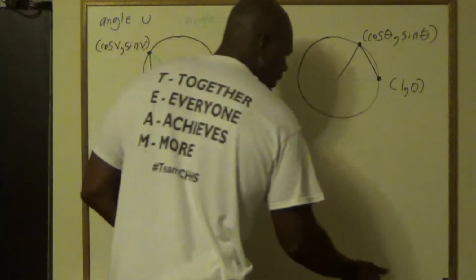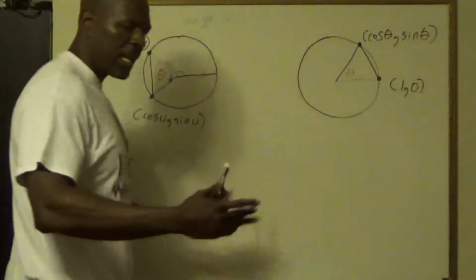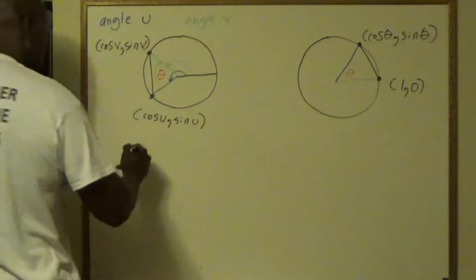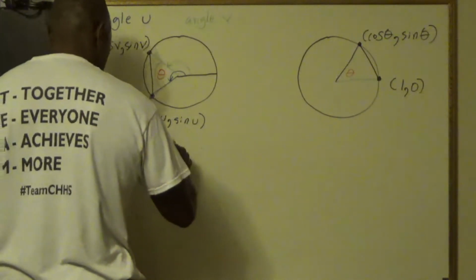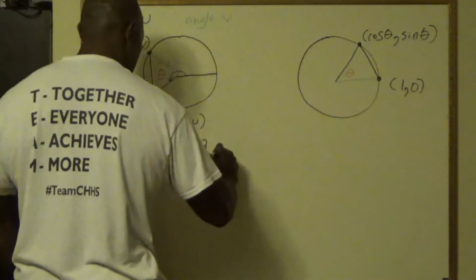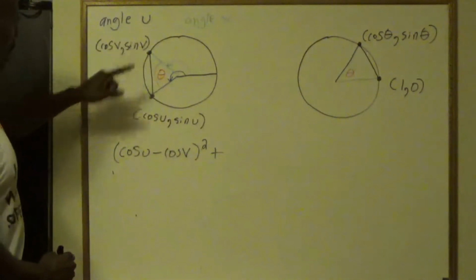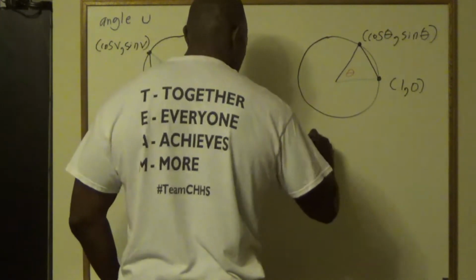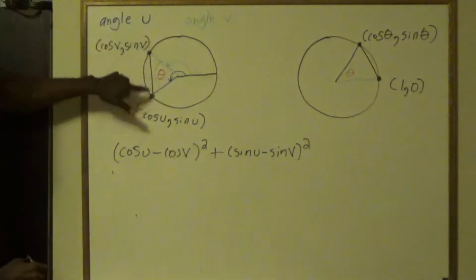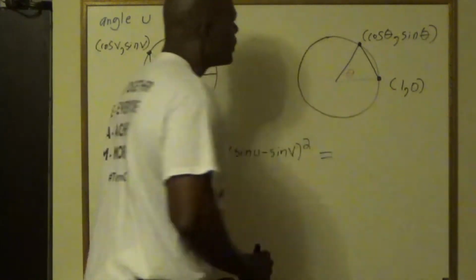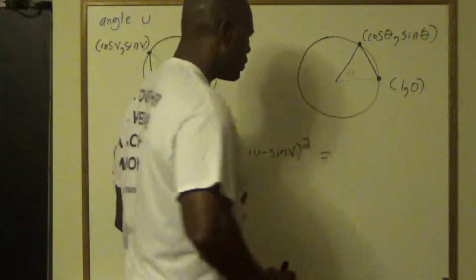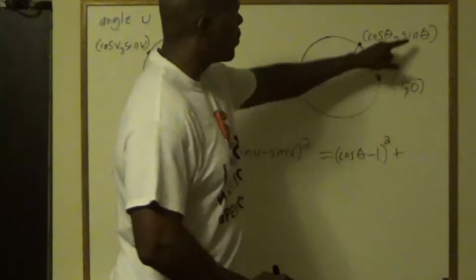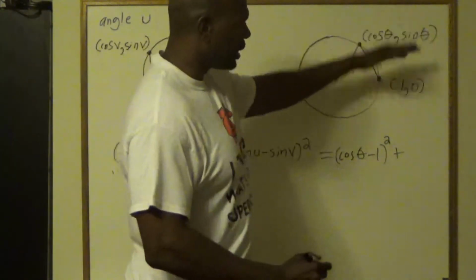So again, what I'm doing is simply saying that this line is equal to this line, which has to be the case. So I'm going to do the distance formula here. So again, it's x2 minus x1 squared. So this is cosine u minus cosine v squared plus y2 minus y1 squared. So that's sine u minus sine v squared. So that would be the square of the distance of this line. And that should equal x2 minus x1, so cosine theta minus 1 squared, plus y2 minus y1, and so that's just sine squared theta.